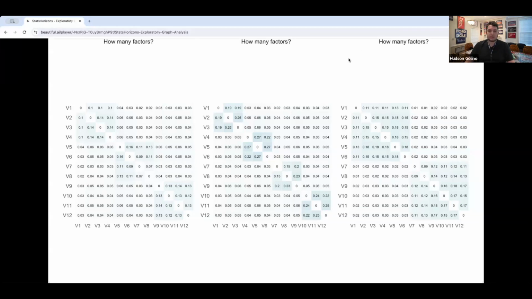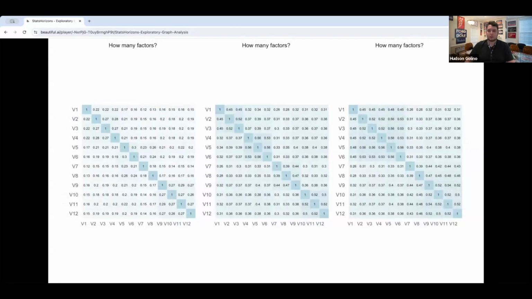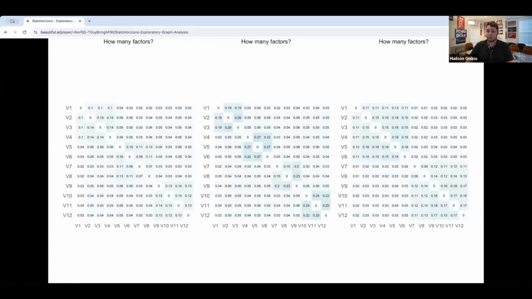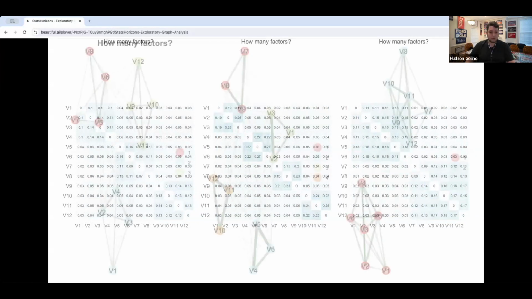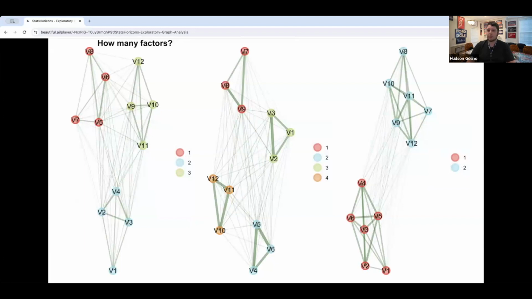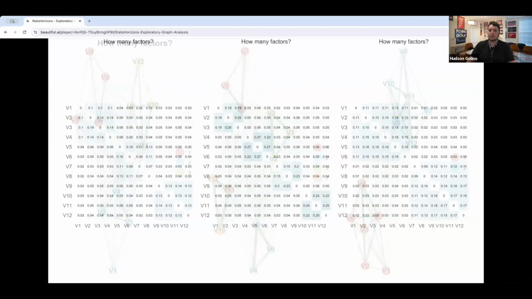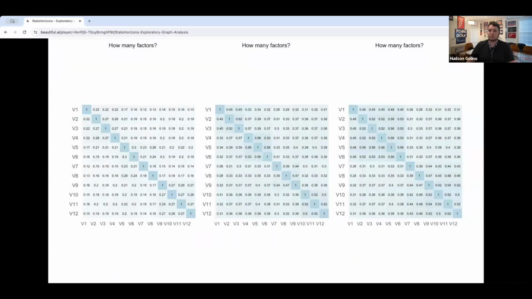The difference is that here we have zero order correlations. Here we have partial correlations, regularized partial correlations, and here we have networks. So how many factors do you think are in the first network here? Just by looking at the network. 3. 3. In the middle? Clearly 4. And in the right one? 2. Clearly 2, right?